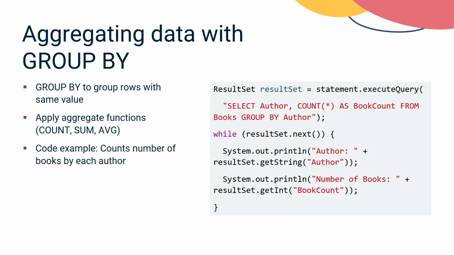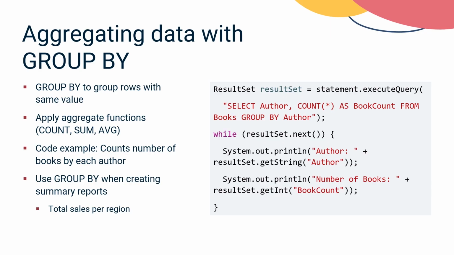For example, this code counts the number of books by each author. In this code, count asterisk counts the number of rows in each group, and group by author groups rows by the author column. Each group contains rows with the same author. So, group by can be useful when you are creating summary reports, such as total sales per region or the number of products sold by category.